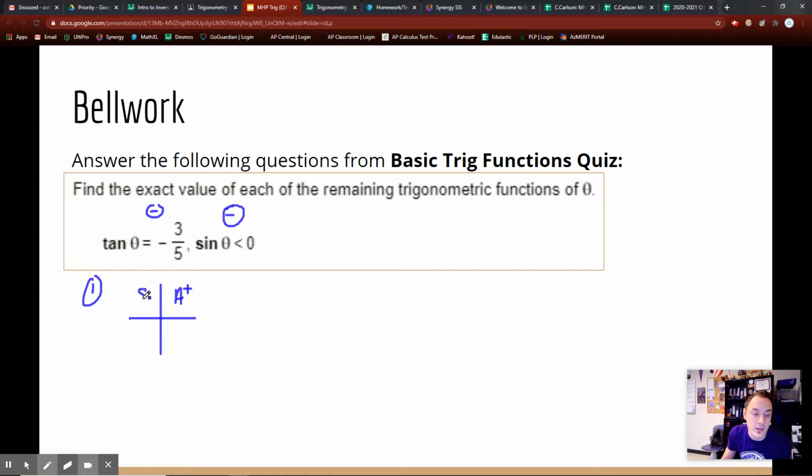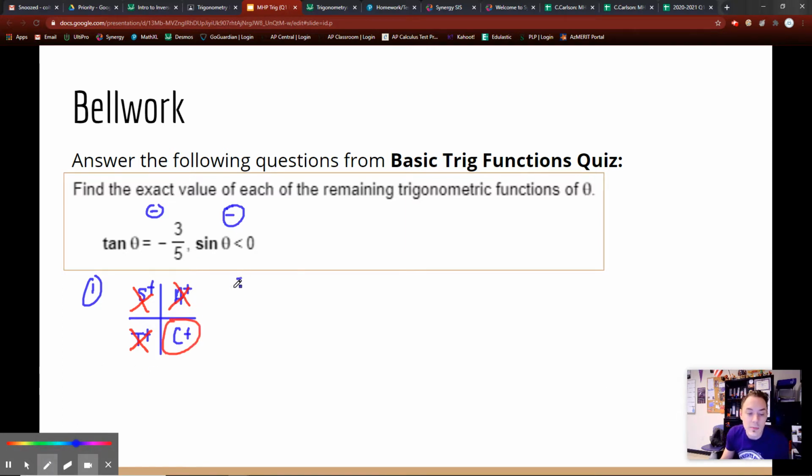So, all students take calculus. Which quadrant is this in? Well, it can't be the all, because clearly we have negatives and all functions are positive there. It also can't be in the tangent one, because tangent's negative and only tangent's positive there, so it can't be in the third. Now, sine is negative, which means it can't be in the second, because there sine would be positive, but it's not, which means it's in the fourth quadrant.